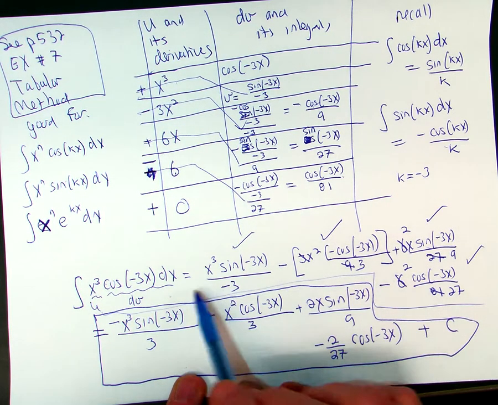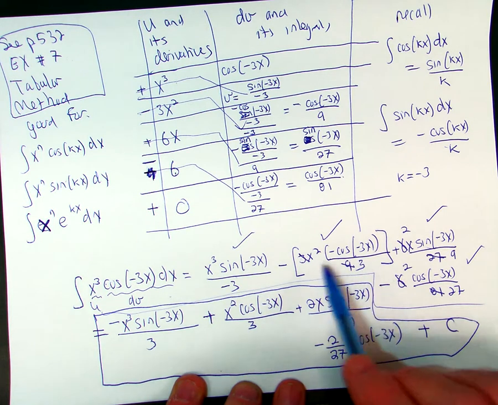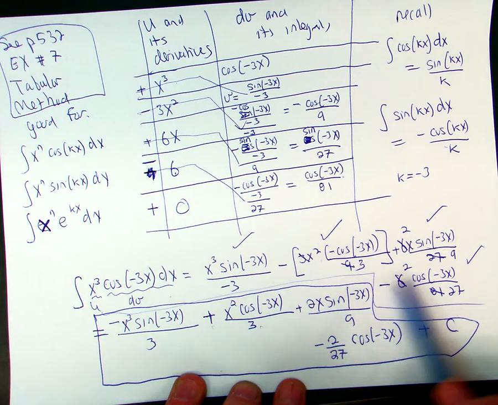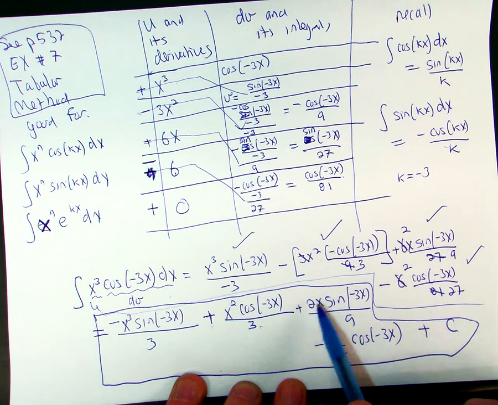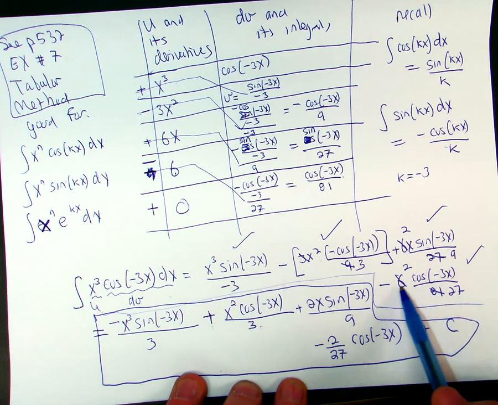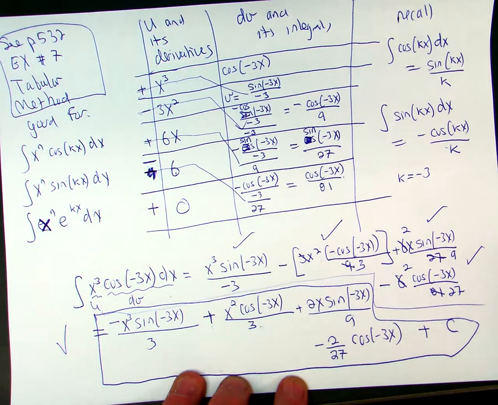Double check my canceling. Minus x cubed over 3. Double negative gives a plus, x squared over 3. Plus 6, 2 over 9. Yep. Minus, get the canceling, 2 over 27. Yep, that looks good. Okay. Have fun with it.